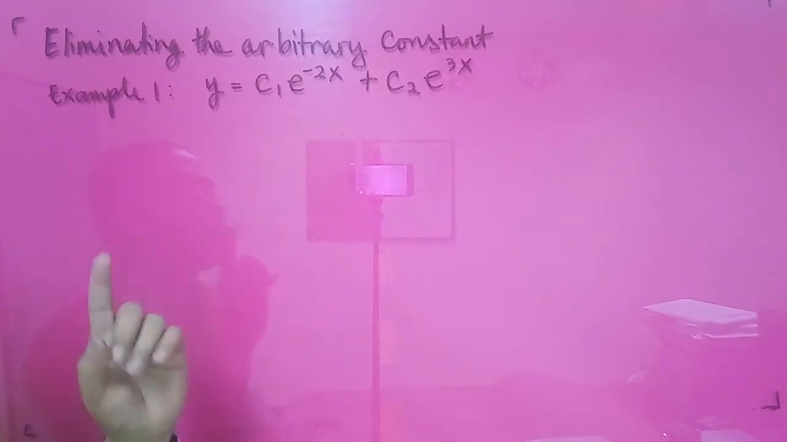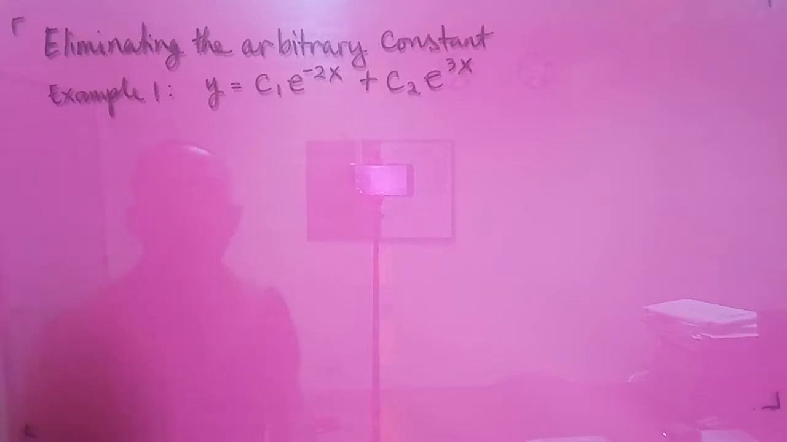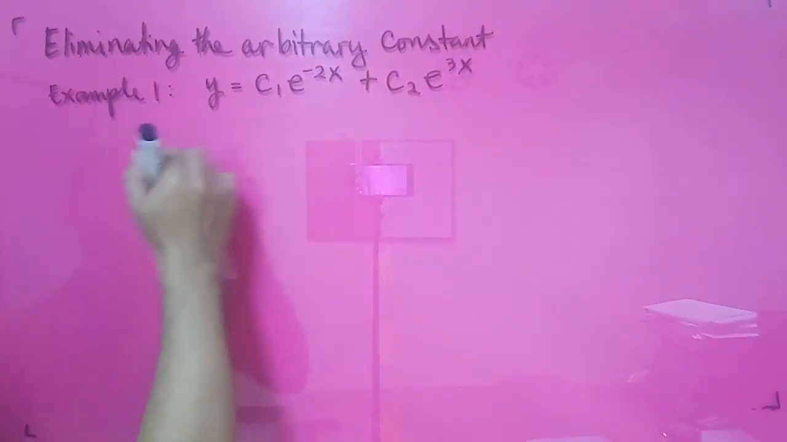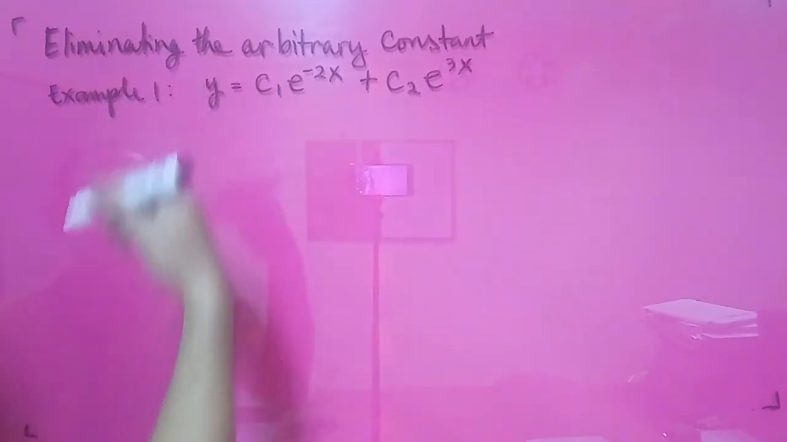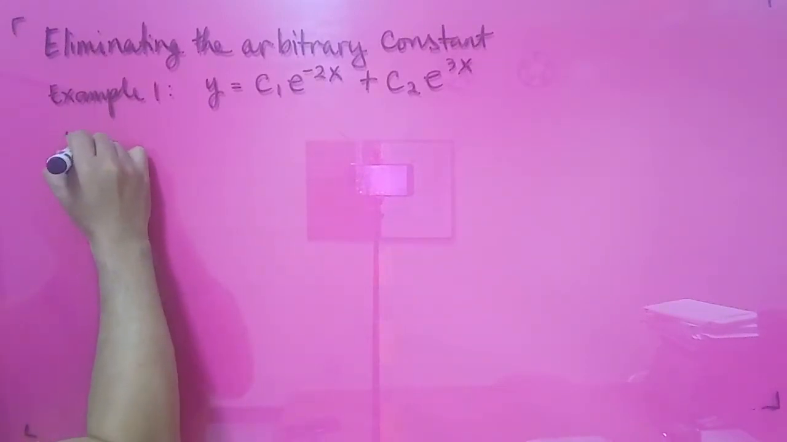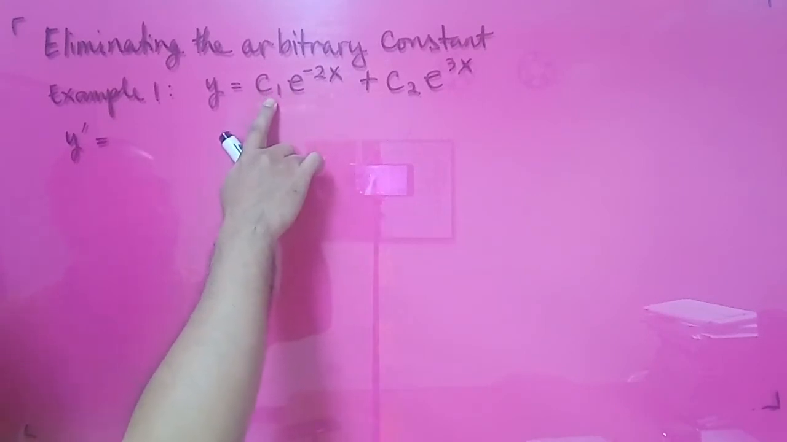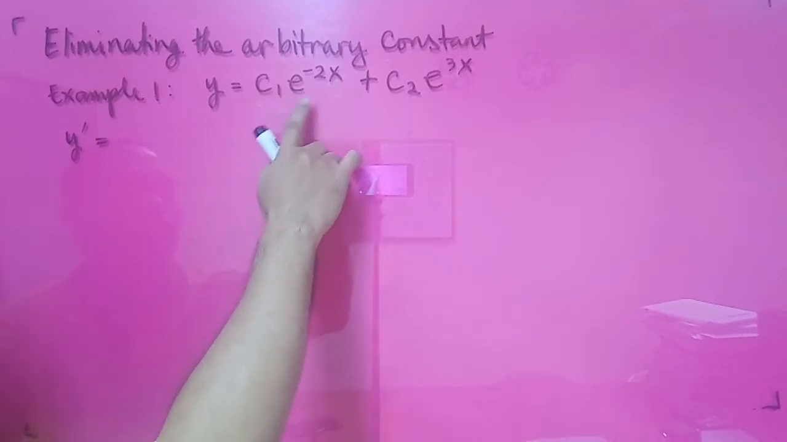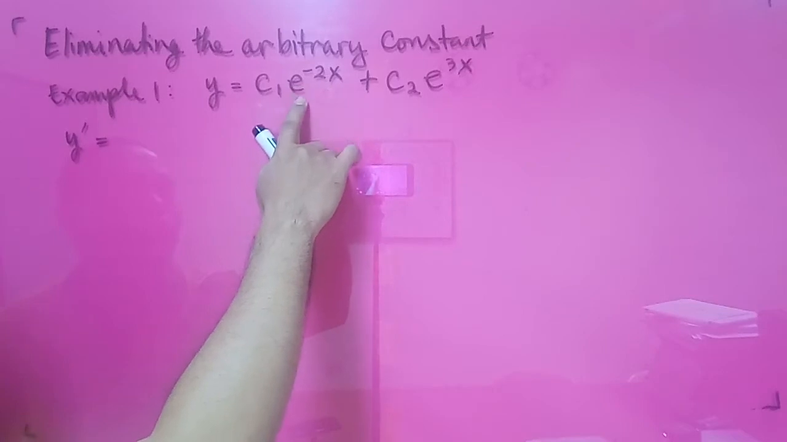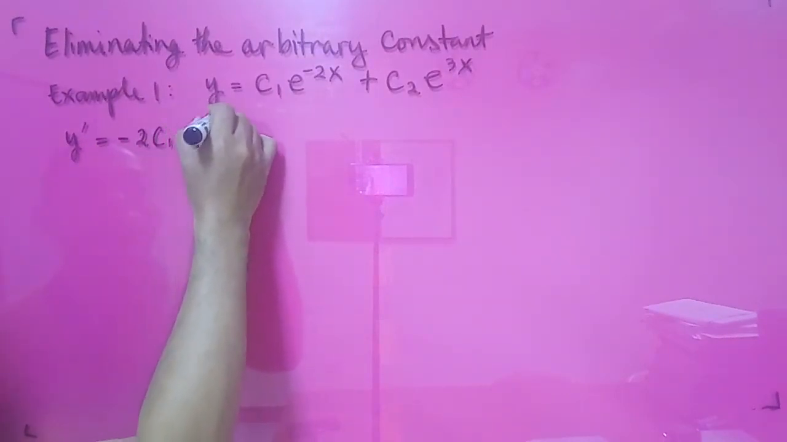If we have only one arbitrary constant, then we will have the first derivative. Okay, so since we have two arbitrary constants, we will take up to two derivatives. So first derivative, y prime, that is equivalent to the derivative of this one. Take note, c sub 1 is constant. So constant times e to the negative 2x. So the derivative of e to the negative 2x is negative 2e to the negative 2x times c sub 1, that is negative 2 c sub 1 e to the negative 2x.